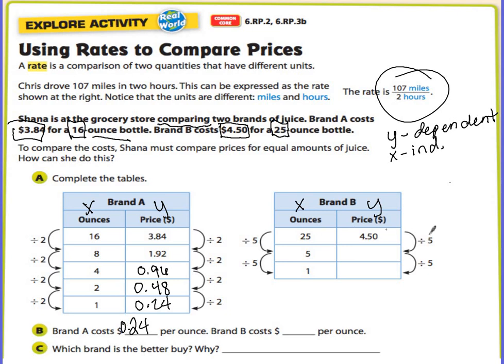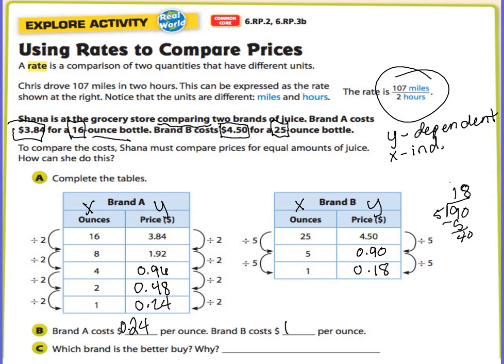Now brand B, we're dividing by 5, because this ends in a 5 and this ends in a 0, so they both have that common factor of 5. I know 5 goes into 45 9 times, so that would be 90 cents. And then I can take 90 and divide it by 5. So 5 goes into 9 once, minus 5 is 4, and that's 18.